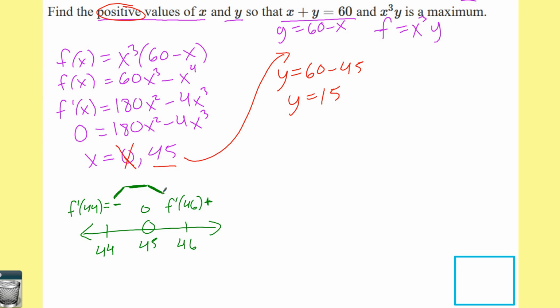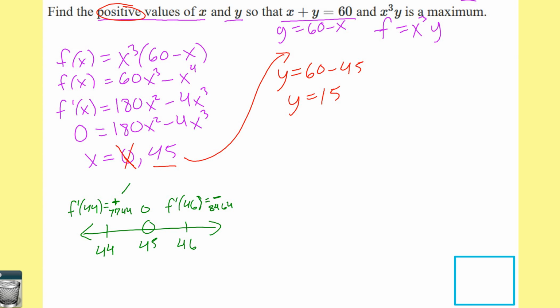Why did I do that? All sorts of wrong. Okay, let me rephrase that part. This should have been a positive. This should have been a negative number. Let me rewrite that. Okay, I'm sorry, when you plug in 44, you should get positive 744. If you plug in 46 into your derivative, you should get a negative 8464.